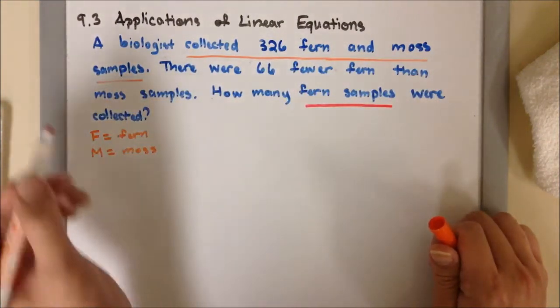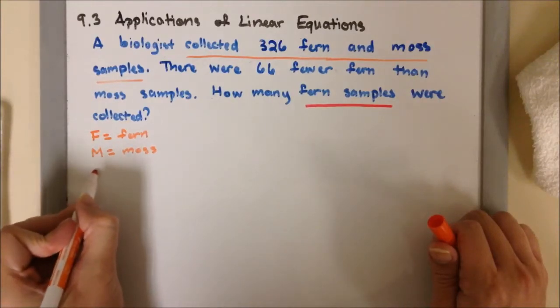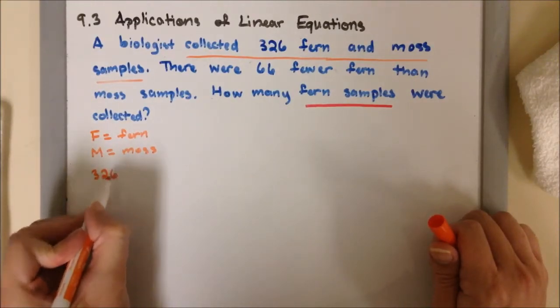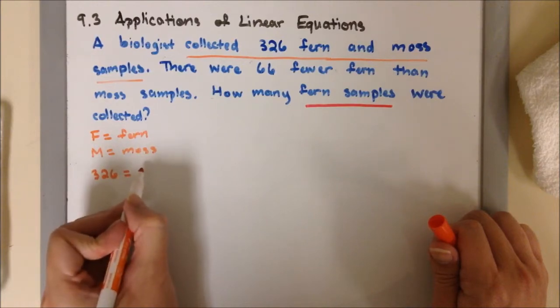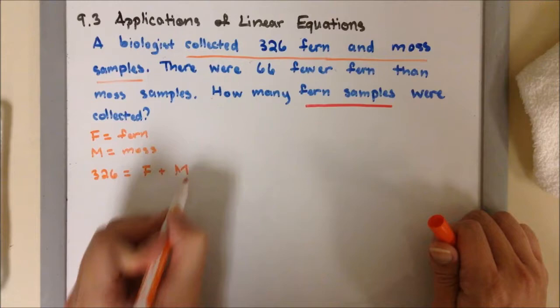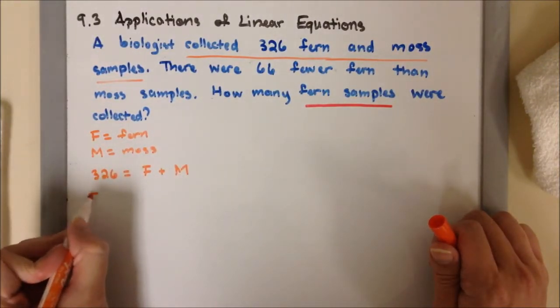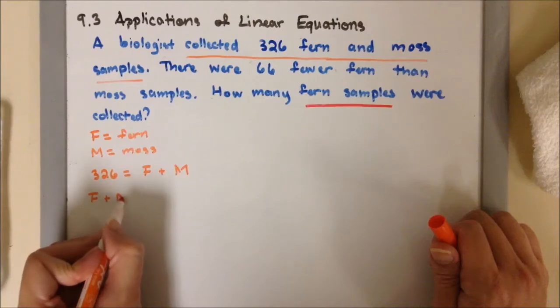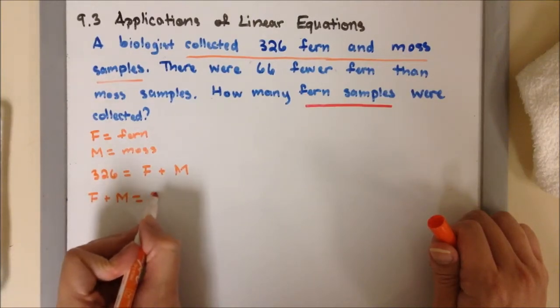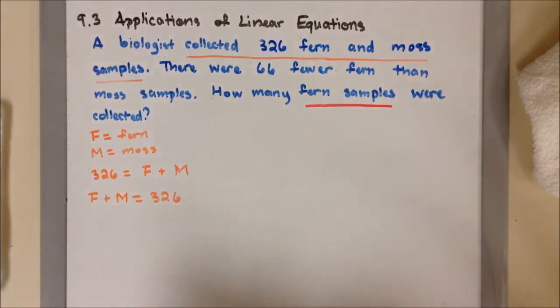So basically the equation will look like this. 326 equals F plus M. Or you can flip it where it will look like F plus M equals 326. So it doesn't matter which way you write it, it will still be the same.